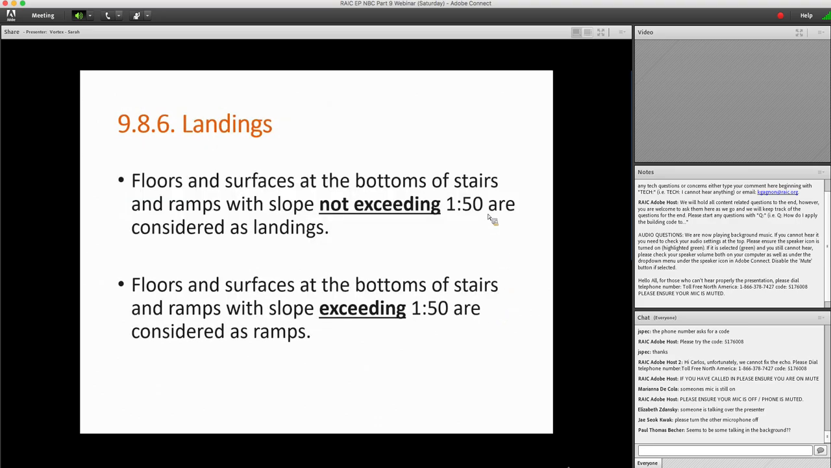As discussed, where you're required to have a landing, landings are not permitted to have a slope of more than 1 in 50. If your landing or any portion of your floor has a slope greater than 1 in 50, this is indeed a ramp in and of itself.